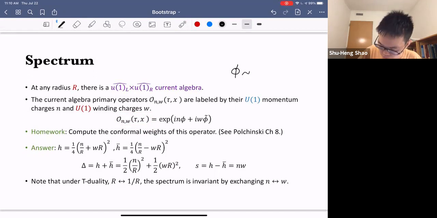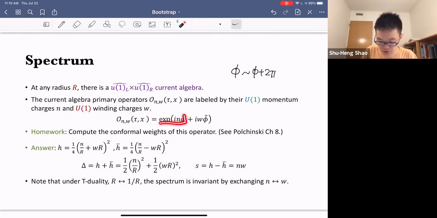Among other things, phi is identified with phi plus 2 pi. So you can think about the 2 pi periodicity as some kind of integer gauge symmetry. So phi is not really a gauge invariant local operator. Rather, exponentiation of phi is a good operator. So the full spectrum of the c equals 1 CFT is given by these operators, as well as the identity, which you can view as the n equals W equals 0 case.